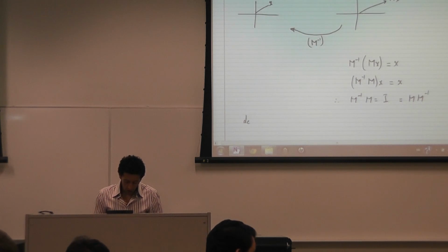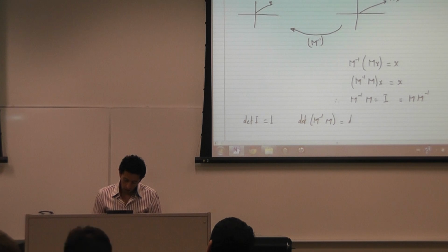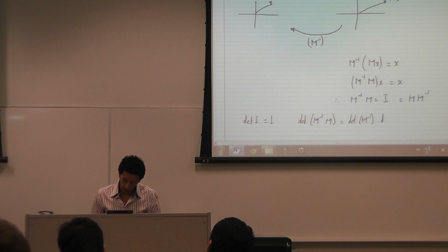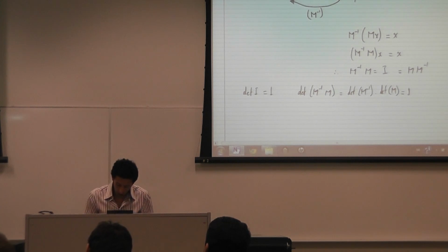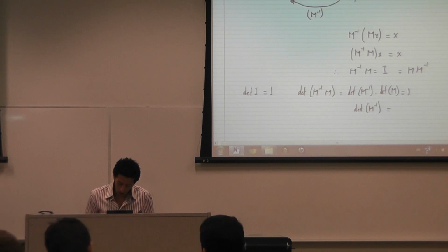We know that the determinant of I is equal to 1. The determinant of M minus 1, M is equal to the determinant of M minus 1 multiplied by the determinant of M, which is equal to 1, which shows that the determinant of M minus 1 is equal to 1 over the determinant of M.